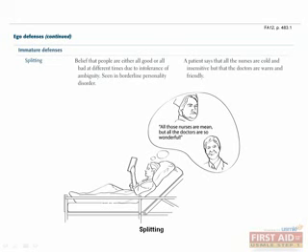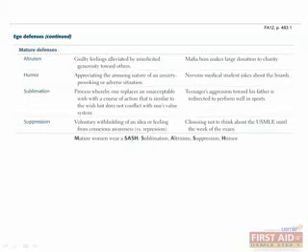Splitting refers to an individual who views people as either all good or all bad. This is classically seen in patients with borderline personality disorder. We will discuss this again when we discuss personality disorders. An example of this is a patient who believes all nurses are cold and insensitive, but that all doctors are warm and friendly.